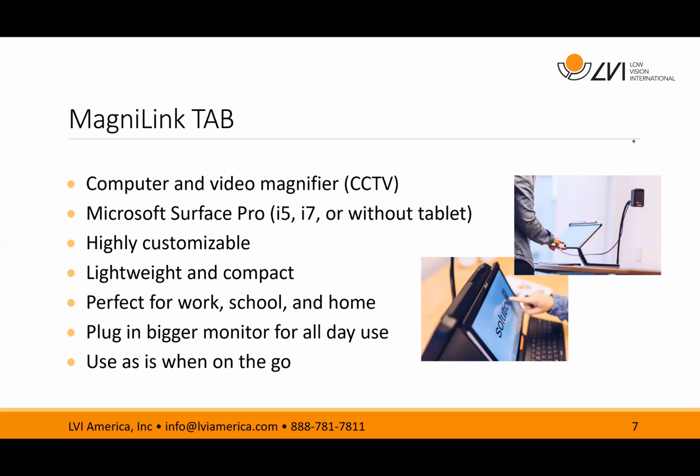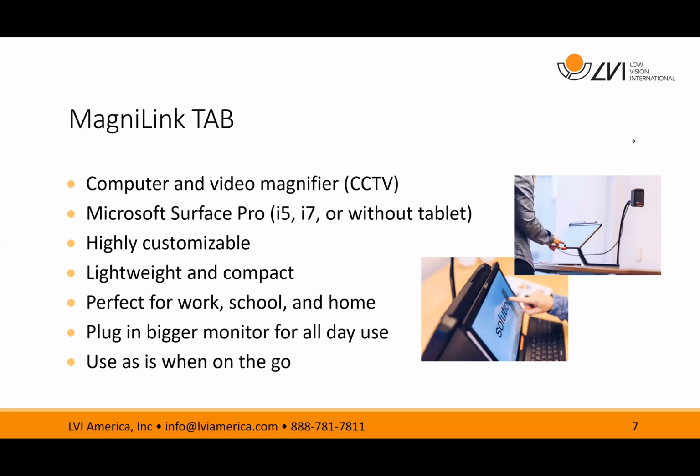So if you already have your own Surface Pro tablet, it would need to be a Surface Pro 6 or higher. You don't have to purchase it with an actual tablet. You can get it with just the stand and the distance camera, and we'll give you a link for the software. It is very highly customizable. You have the ability to change the colors, and you're going to see how easy it is to do that in just a second. Super lightweight and compact. The whole thing together, when you're using this, is less than 9 pounds.